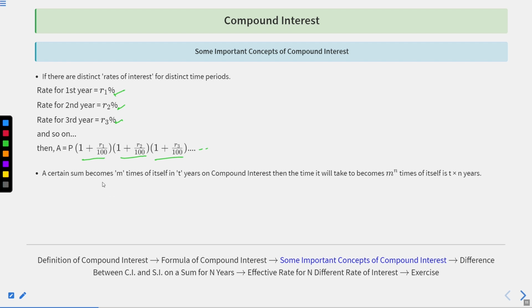A certain sum becomes m times of itself in t years on compound interest. Then the time it will take to become m to the power n times of itself is t into n years.